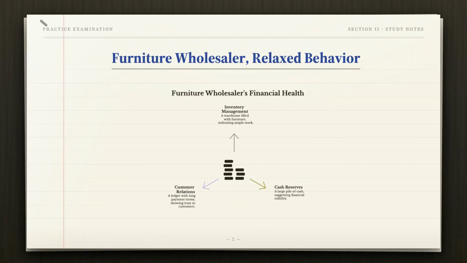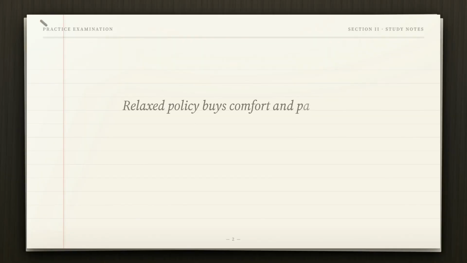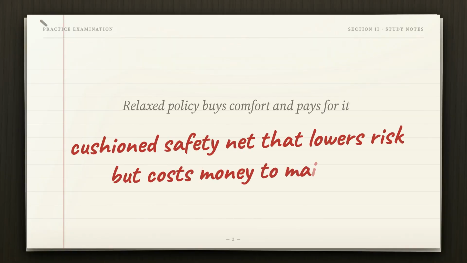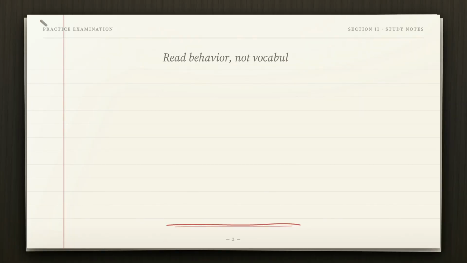Picture a furniture wholesaler stocking half a year of inventory, waving through long payment terms for almost any customer, and keeping a fat cash balance on hand. Each habit points the same direction: abundant current assets relative to sales. That's the signature of a relaxed policy. The cushion lowers the risk of stockouts, lost sales, and cash crunches, but tying up so much capital in current assets drags on profitability. The exact reverse of the restricted trade-off.